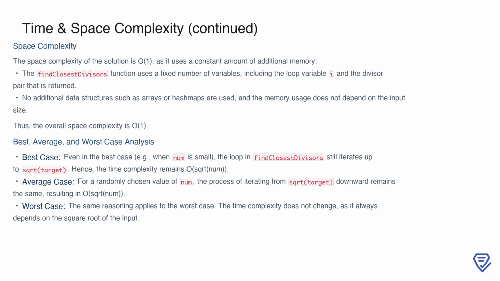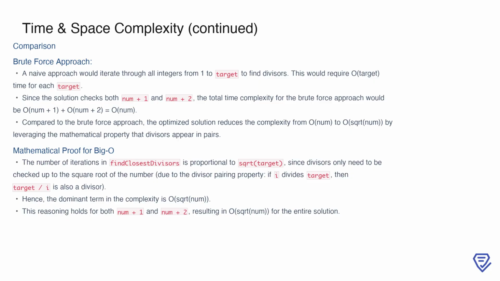When comparing this solution to a brute force approach, the efficiency becomes even more evident. A naive method would involve iterating through every integer from 1 to the target to find divisors, which takes O(target) time for each target. Since the brute force approach checks both number plus 1 and number plus 2, the total time complexity would be O(number plus 1) plus O(number plus 2), or simply O(number).